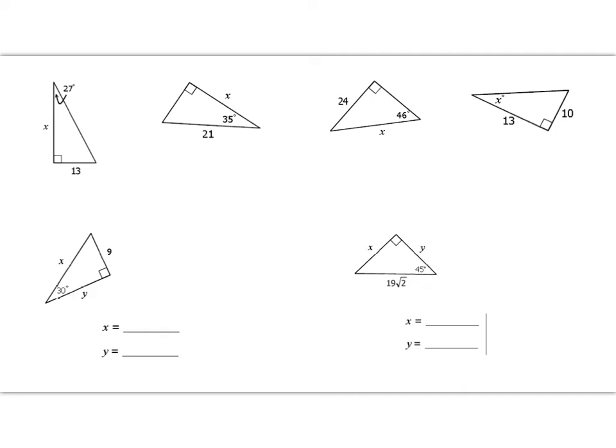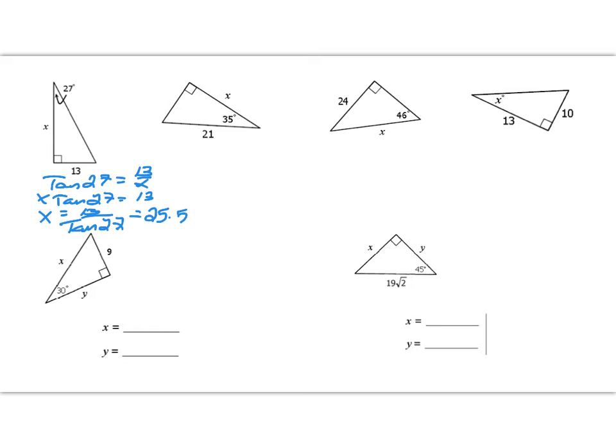Okay, so now let's go through and let's solve these. So let's go to this first one of 27. So for this one, I would do the tangent of 27 is equal to 13 over x. So x tan of 27 is equal to 13. Therefore, x is equal to 13 over the tangent of 27, which makes this equal to 25.5.